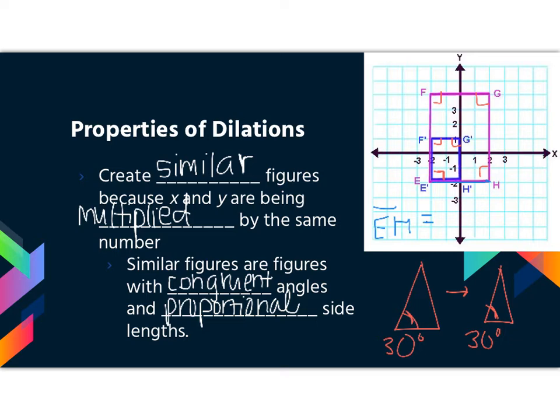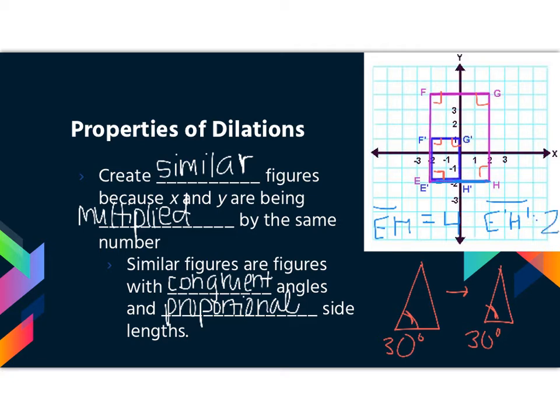It's pretty easy since it's a horizontal line. We can just count. So you have 1, 2, 3, 4. So it's 4 units long. Okay, so then we can consider the line segment E prime H prime. So if you look here, it looks like it's only 2 units long.